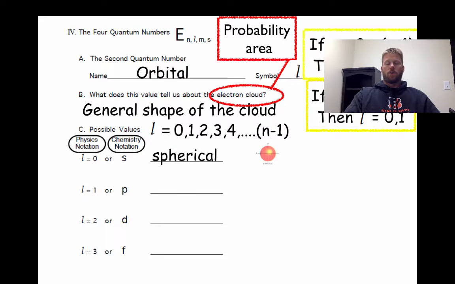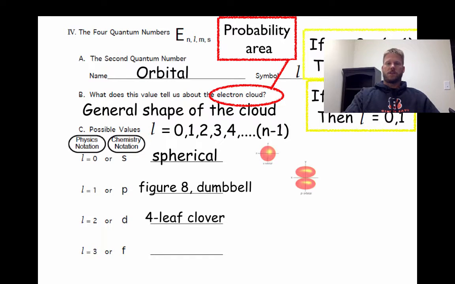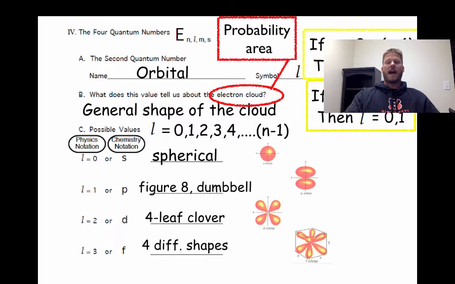Okay, L number 1 corresponds to a chemistry symbol of P, and those are what we call dumbbell shaped. Okay, they will look like two lobes with a node in between, or two three-dimensional standing waves, if you will. Ooh. Okay, L equals 2 corresponds to a chemistry notation of the letter D, and we like to just call these cloverleaf shaped. Okay, and then L equals 3 is a chemistry notation called F, and those have a lot of different shapes. They're crazy looking. They are very high energy.